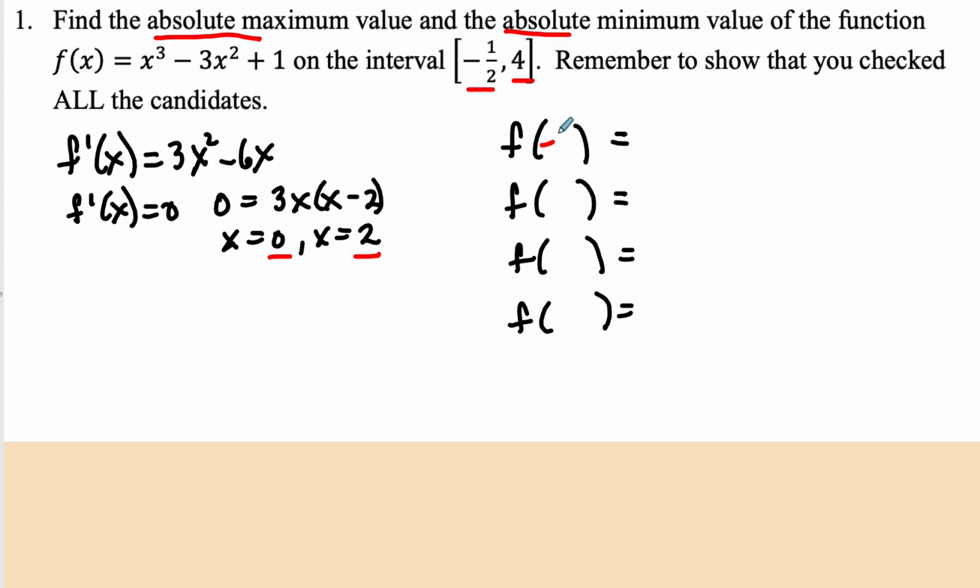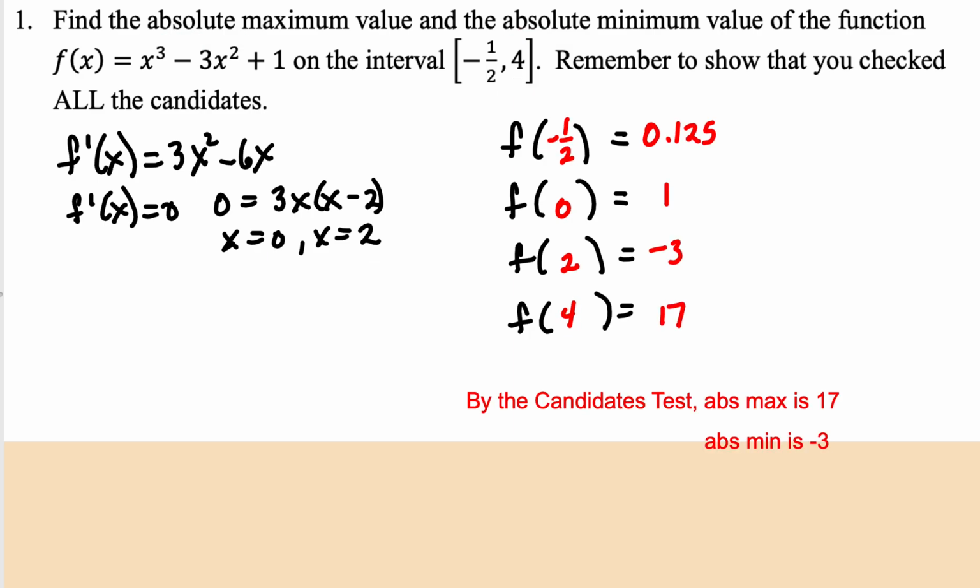So we're going to want to put -1/2 in here. We're going to want to put 0, 2, and 4. I'm just going in order. And I'll go ahead and put those in, and here are my values. And then I can go ahead and compare. I can see that this is the absolute min because it's the smallest y value, and this is the absolute max because it's the largest value. So by the candidates test, we have found the absolute max and the absolute min.